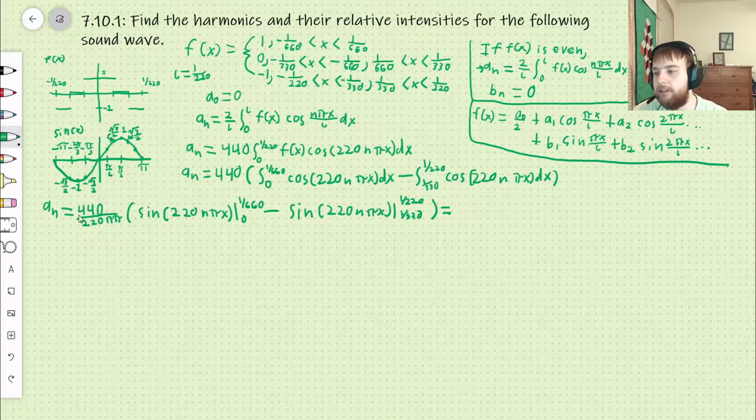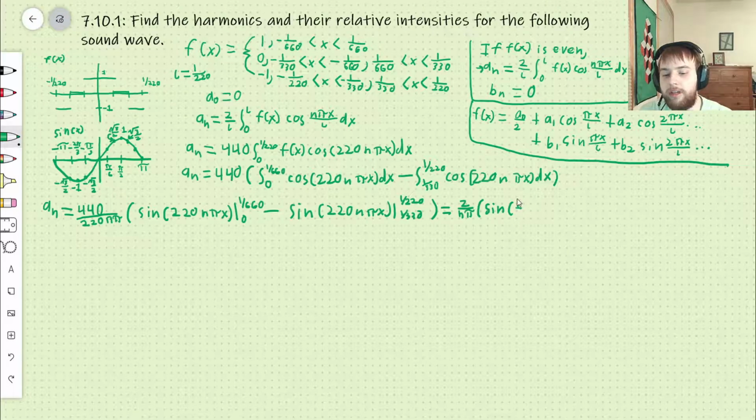So first of all, that obviously just ends up being 2 n pi out in front. And so when we plug this in, we're plugging this in for x. So we end up with sine of, yeah, 220 over 660 is 1/3, so overall it'll be n pi thirds. And we're subtracting this one, so we substitute in for x, which is 0, so that leaves us with 0, since sine of 0 is 0.